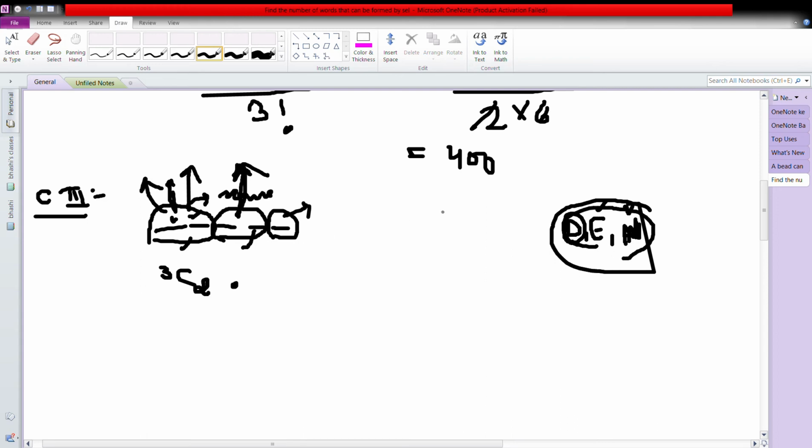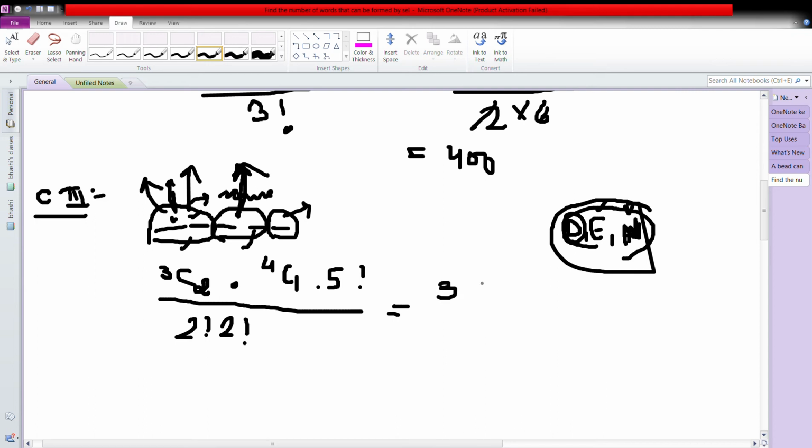Now out of the 6 we are left with 4. So out of the 4 options we have to select one letter which is to be placed here. Okay, let's shuffle the letters here. For shuffling we have to write 5 factorial, and since these two are also repeating, we write 2 factorial and 2 factorial in the denominator. Let's solve it out. 3C2 is nothing but 3. 4C1 is nothing but 4. 5 factorial we already know is 120.